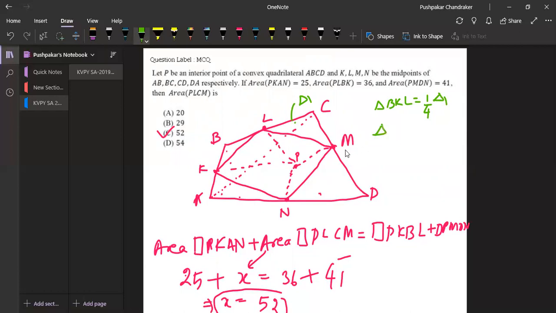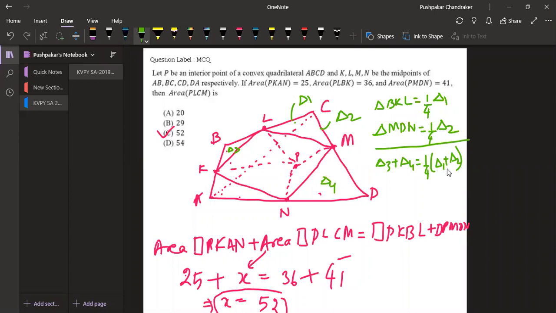Same with triangle MDN. What do you say here? This will also be 1/4 of triangle delta 2, this bigger triangle, that is ADC. Now definitely if I add them, that will give me these two triangles up. So this is delta 3, this is delta 4. So delta 3 plus delta 4 is definitely 1/4 of delta 1 plus delta 2.